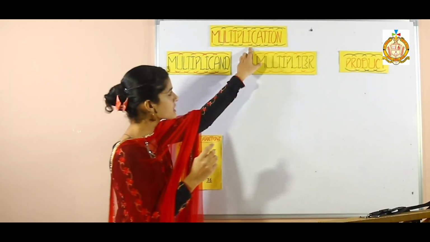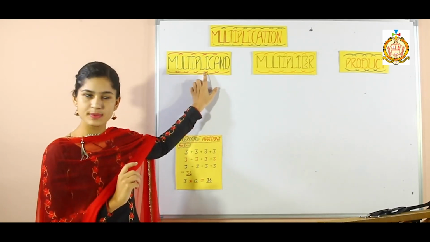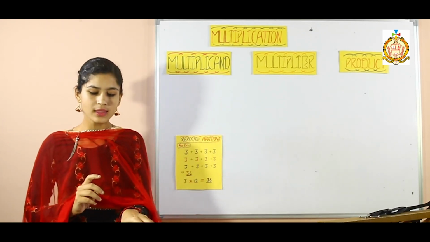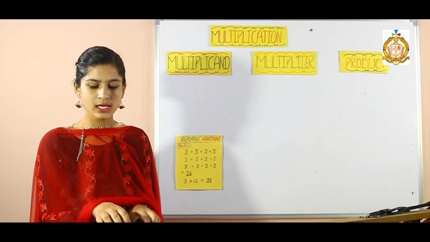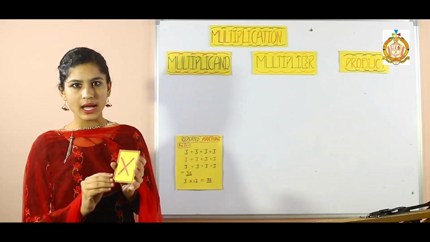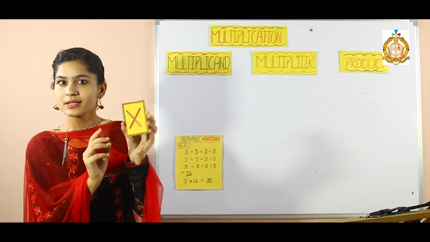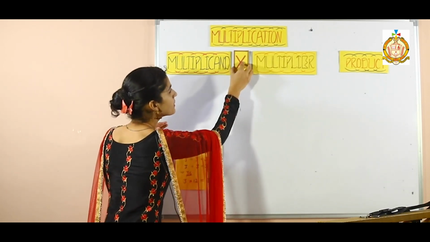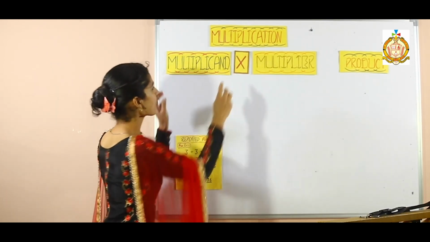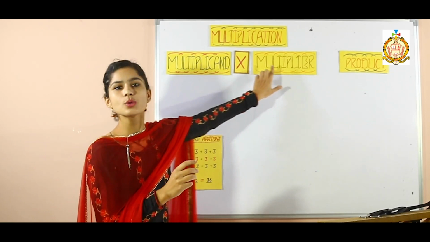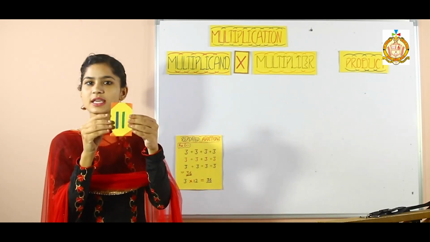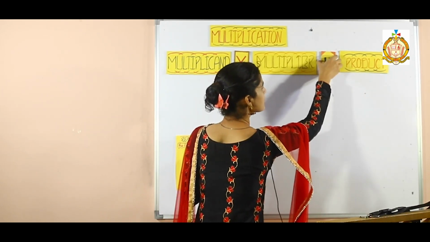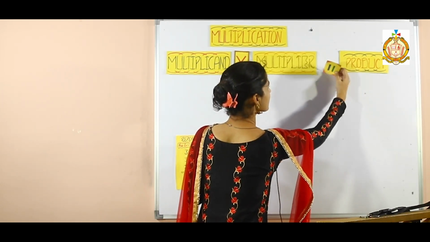So multiplication consists of 3 parts: first the multiplicand, then the multiplier, and the product. In between the multiplicand and the multiplier, a sign is needed. This is the sign of multiplication. So here is the sign of multiply. Multiplicand into multiplier is equal to product.